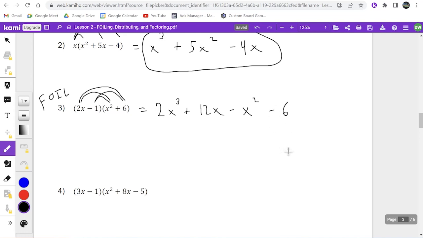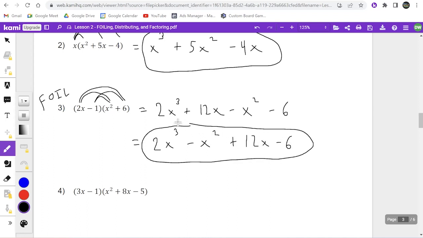Now the reason why I'm not going to circle this as my final answer is because I like to write the answer from highest degree to lowest degree. So in other words, the right order would be 2x cubed minus x squared plus 12x minus 6. And that's what I'm going to circle. So does that mean the answer over here is wrong if I write it in the wrong order? No, I bet your teacher will accept it on the test. Unless your teacher says write it from highest to lowest order specifically, then you have to do it the bottom way. Any questions on the first three?